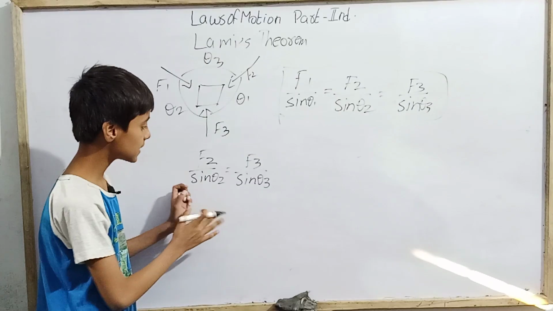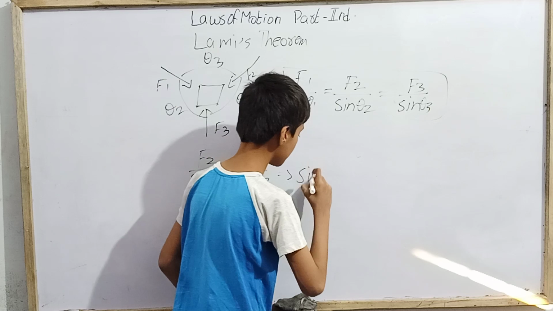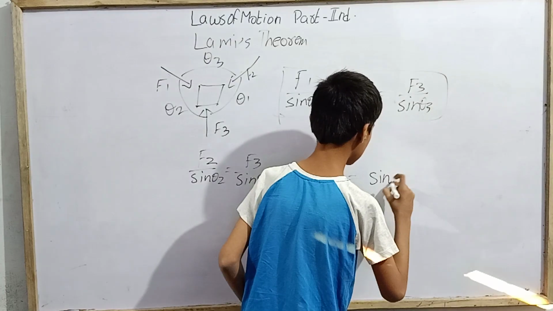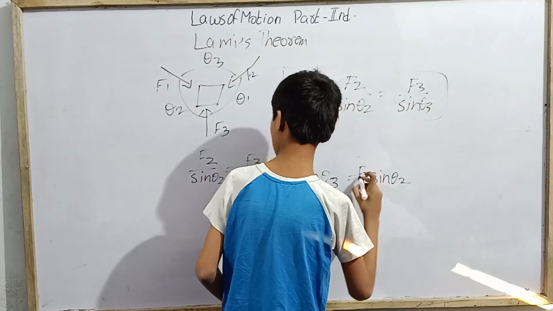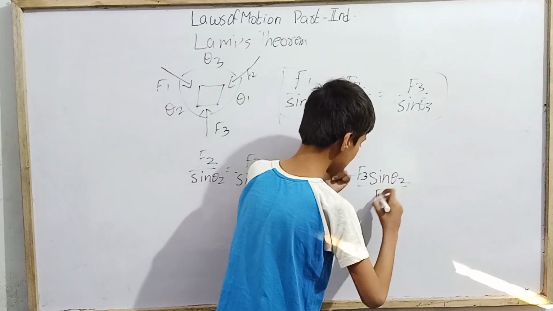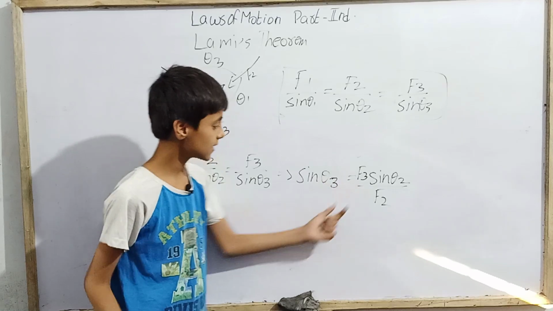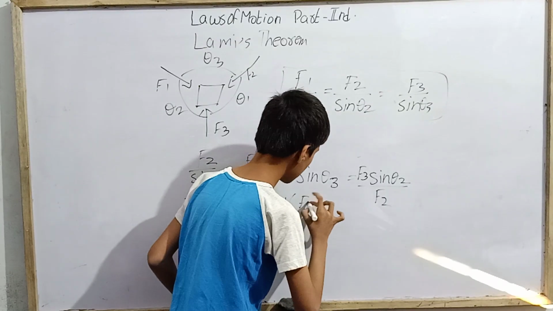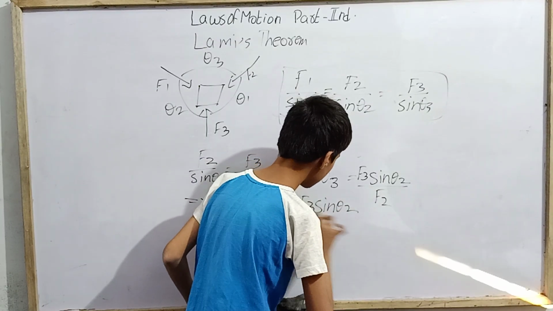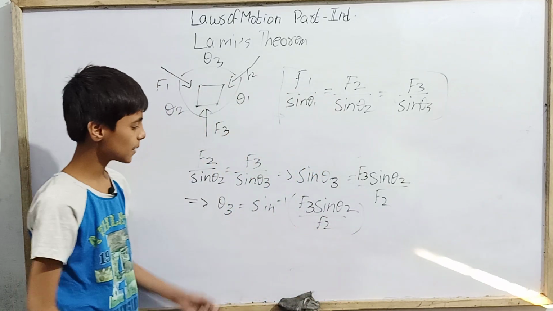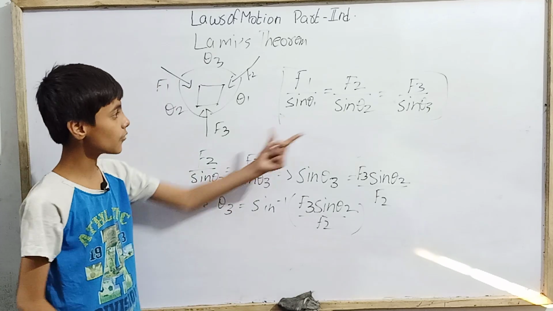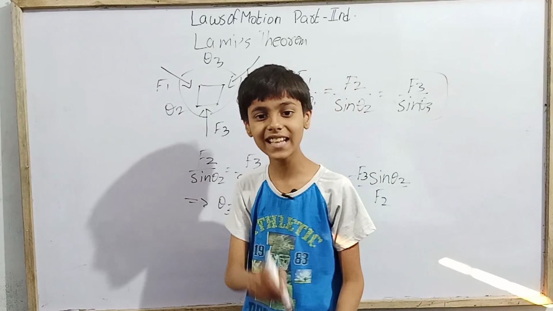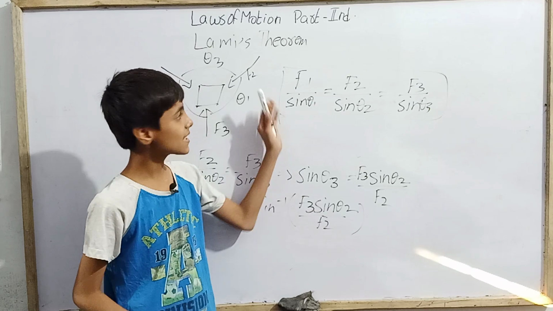So sine of angle theta 3 is equal to, first of all by cross multiplication, sine of angle theta 2 times F3, and then divided by F2. So from here I can find the sine of angle theta 3, and the angle theta 3 itself is equal to the sine inverse of F3 sine theta 2 divided by F2. So from here I can solve any problem. Very nicely and easily, using this formula, Lami's theorem, we can solve problems in which three forces act over a single body. This is known as Lami's theorem.